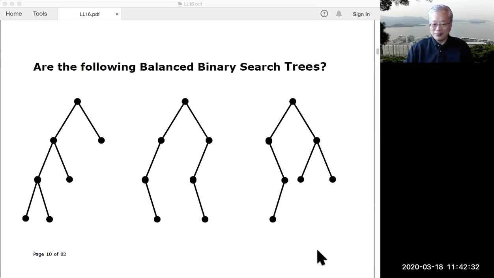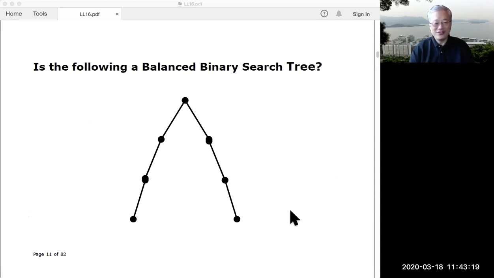How about the right one? Is it balanced? It does not look too balanced. Is it balanced? No. Can you tell me which node has a problem? Does the root have a problem? Yes, the left child of the root, the left node in the second layer. Good. This is the only node that has a problem. So now you understand how we can determine whether a particular tree is balanced or not. We just check this condition.